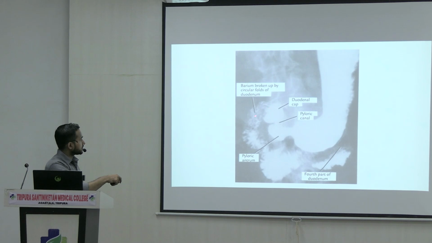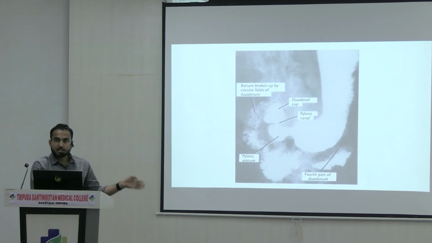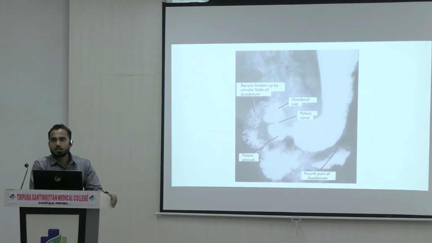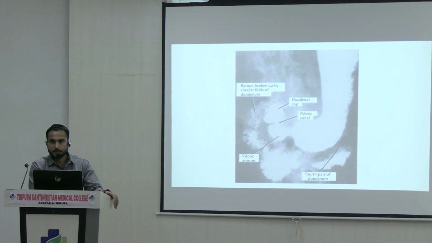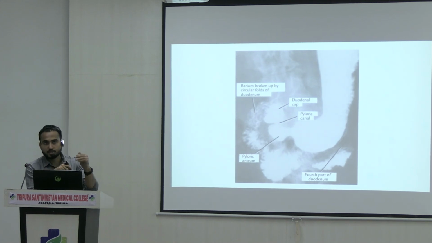As it goes to the other parts of the duodenum, see the barium broken up by the circular folds of the duodenum. Just see the appearance. It is normal anatomy. Why does it appear like this? Because of the circular folds present inside the duodenum. Next, when we discuss the large intestine, we will see the appearance in that case. Because of the mucosal pattern, the appearance is different.